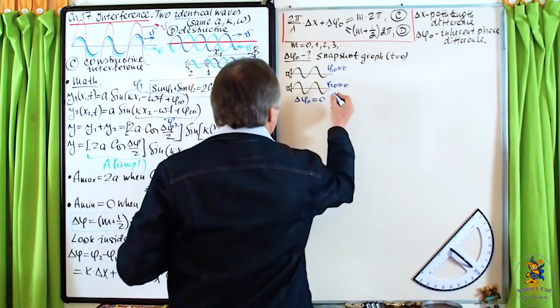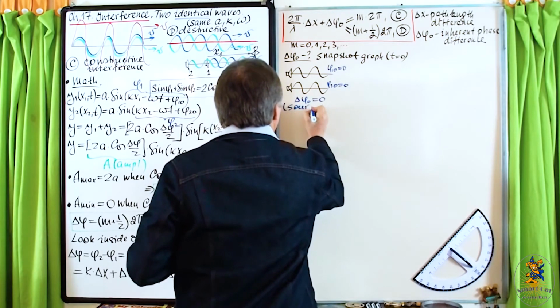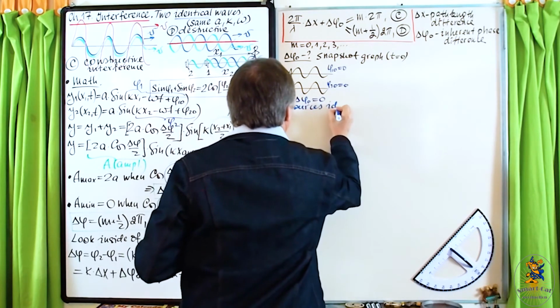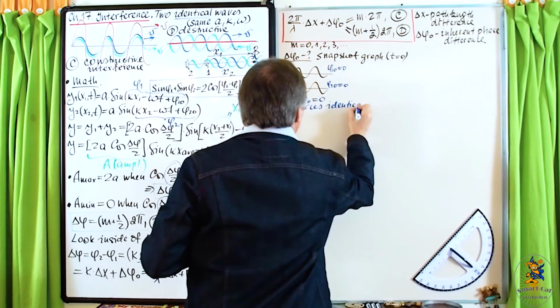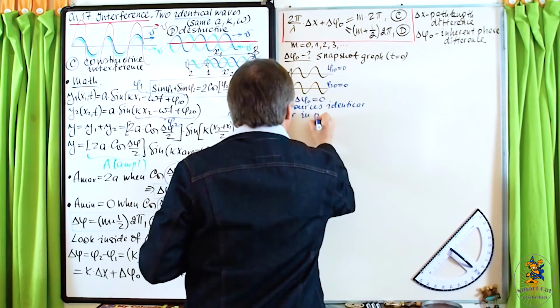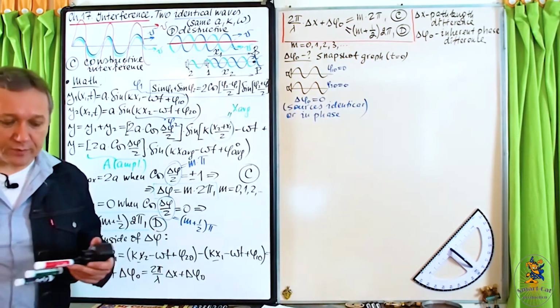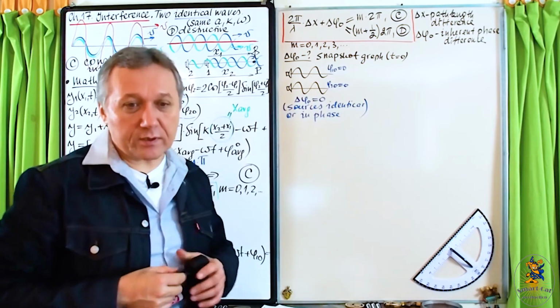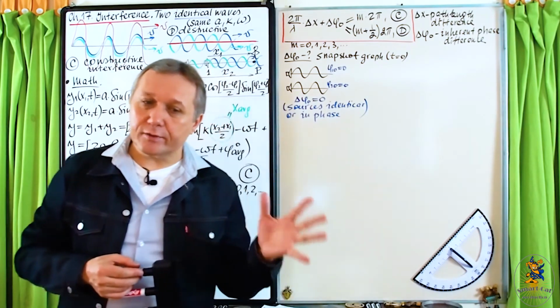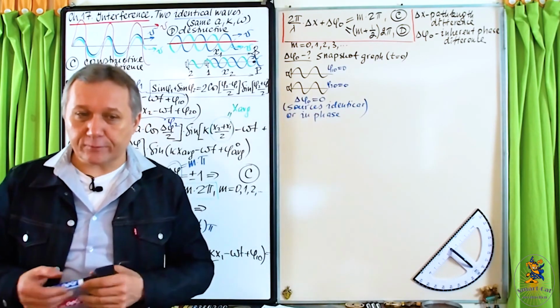Sources identical or in phase. Right. Okay, so if the problem says you have two identical sources, it should immediately trigger your brain: inherent phase difference is 0. So that's the first situation.